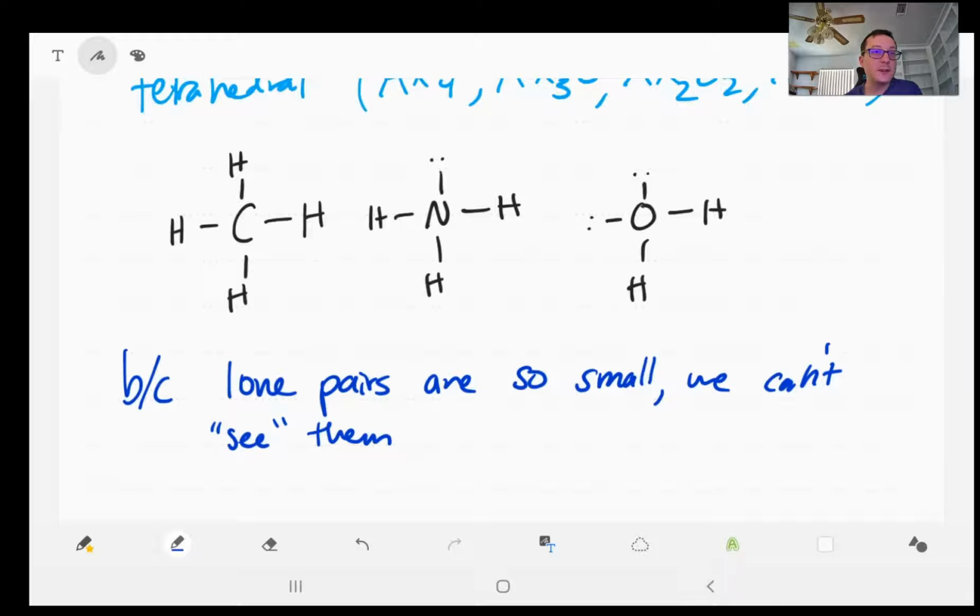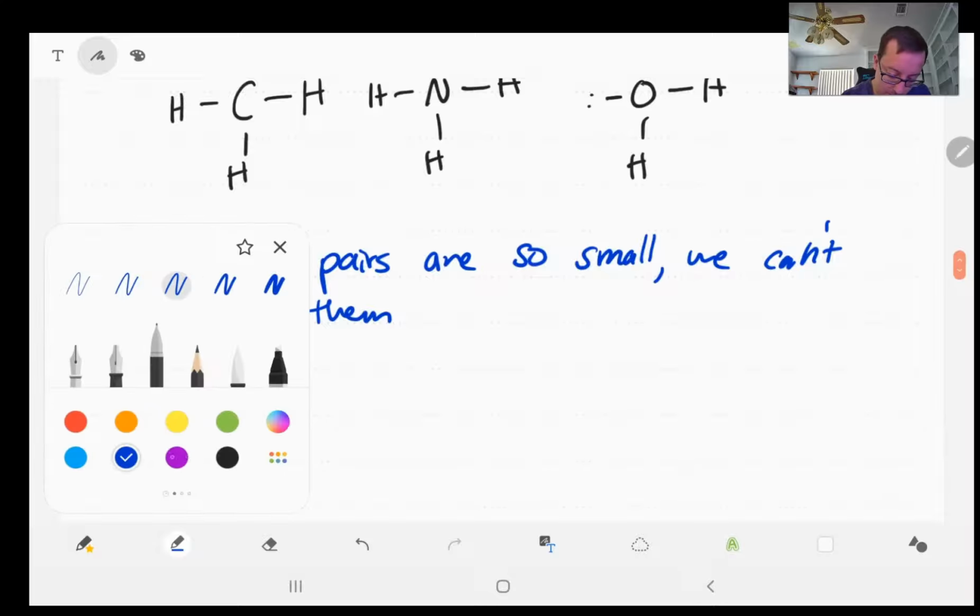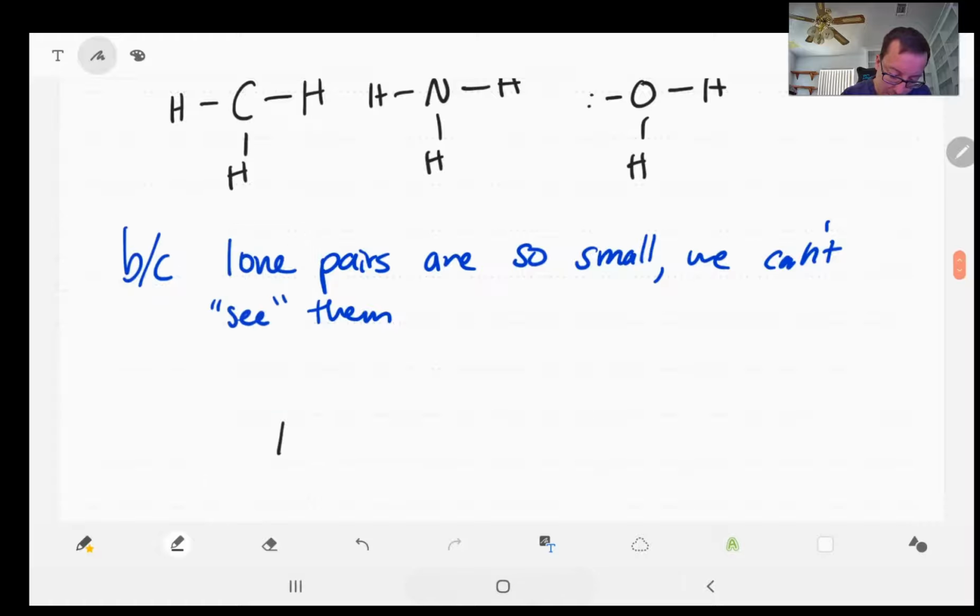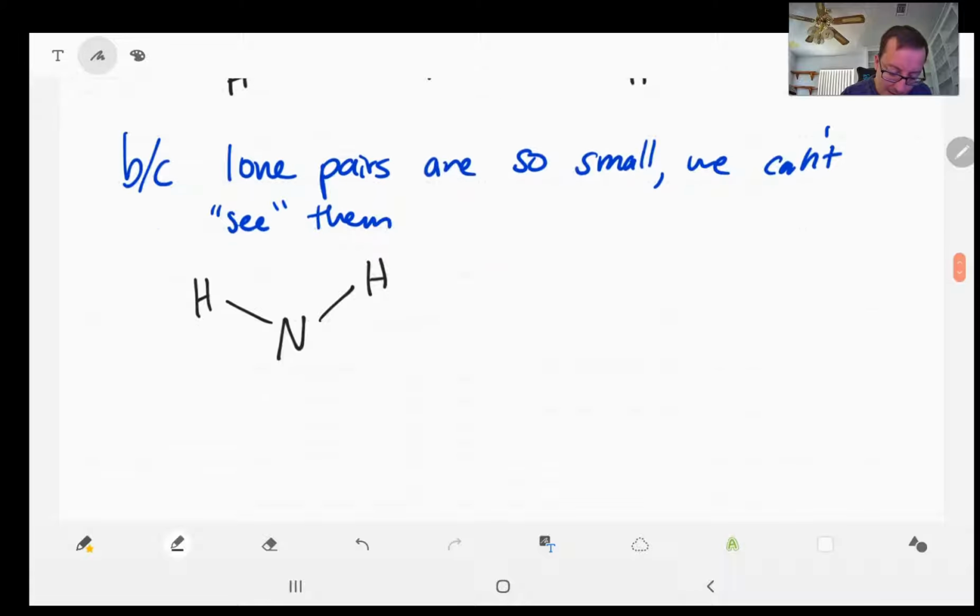And so as a result, anytime we have a lone pair, it's important for us to look at what it looks like even without that lone pair there. So when we look at ammonia, for example, we might think, okay, if that lone pair is not there, well, then it's just trigonal planar, right? But that's just not the way it is.